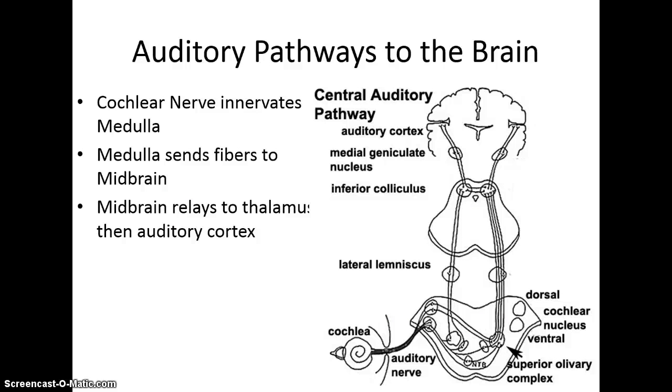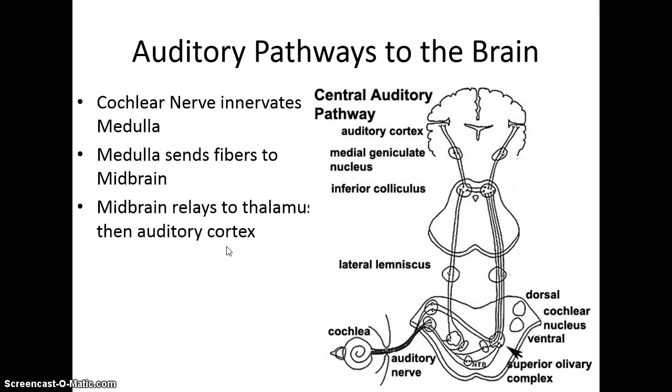The auditory pathways we don't care about too much, because frankly I think they're too complicated to expect you to remember. So really what you want to know is that it starts with the cochlear nerve, which is part of the vestibulocochlear nerve. I believe that's number 8. I'm so bad with cranial nerves. And then it ends up in the auditory cortex.